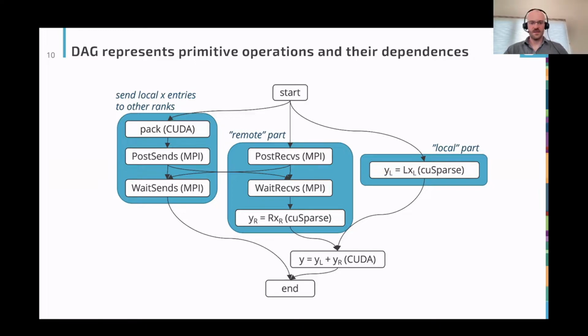And then there's this final part, which is just the part of the SPMV that can be done on the local X entries. An edge in this graph, if an edge goes from one vertex to another vertex, basically means that the first vertex has to be completed before the second vertex. So we can see that these parts can be done in parallel. We can start our sends, we can start our receives, and then the local part can be done in parallel.